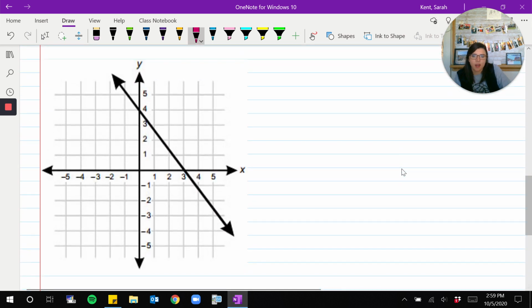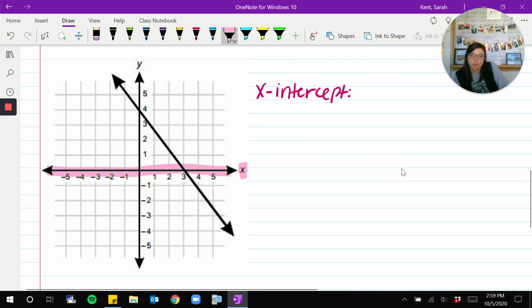All right, let's look at one more, just to make sure. Here we've got another one, and again, we want the x-intercept. And here's my x-axis. This is where my line crosses the x-axis. So if I look at my line, here is where it crosses the x-axis. So here, x equals 3.